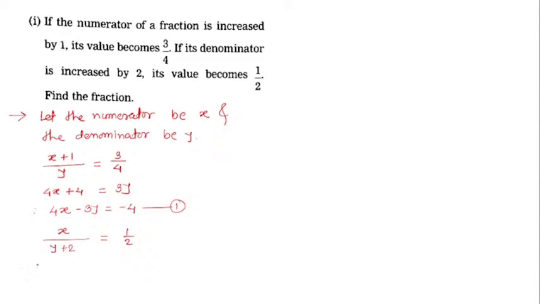Again cross multiplication: 2 into x, 2x, is equal to y plus 2 into 1, that's y plus 2. So 2x, plus y coming to the left hand side it will be minus y, is equal to 2, and this is equation number 2.